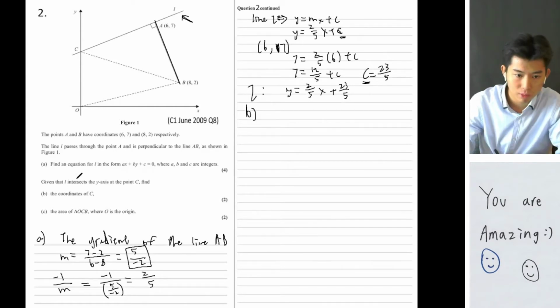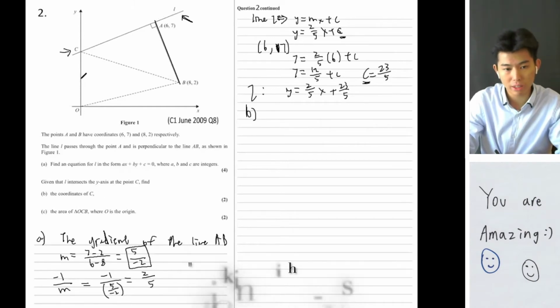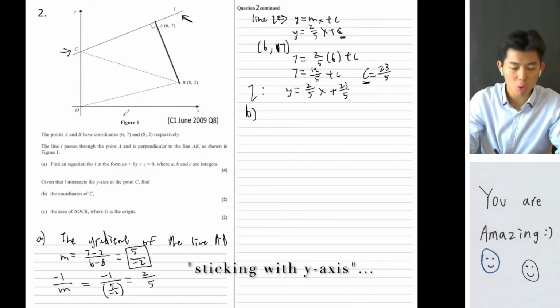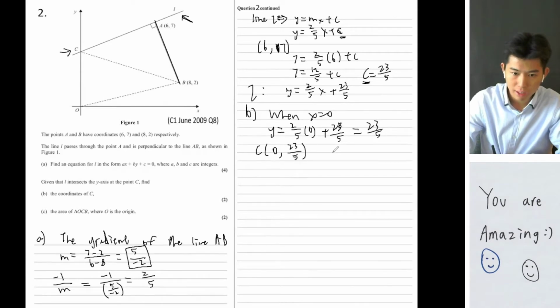Okay, for part B. Given that L intersects the y-axis at the point C, so it is here. Find the coordinates of C. Okay, simple. This one here is sticking with the y-axis, right? So all we have to do is substitute x equals 0. When x equals 0, y equals 2 over 5 times 0 plus 23 over 5, which would be 23 over 5. The point C would be 0 and 23 over 5.